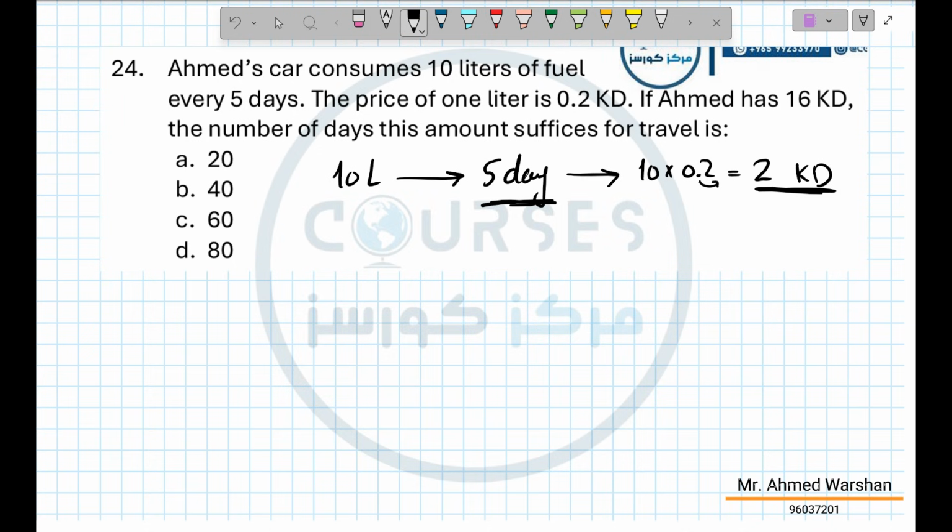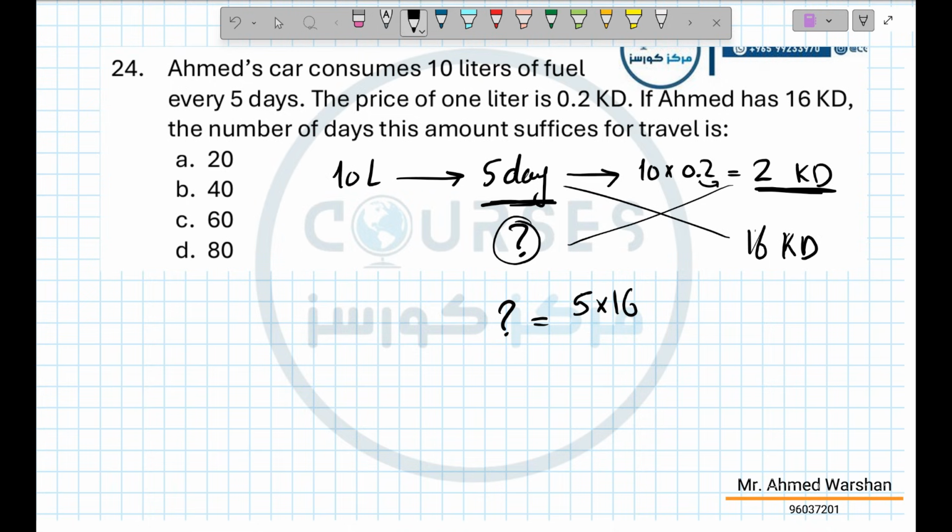Ahmed has 16 kd. So if he has 16 kd, it's enough for how many days? We can do cross multiplication if we wish. We're comparing between days and kd. So cross multiply what we're looking for. It will be equal to 5 times 16 divided by 2. 16 divided by 2 is 8, so 5 times 8, which is 40 days.